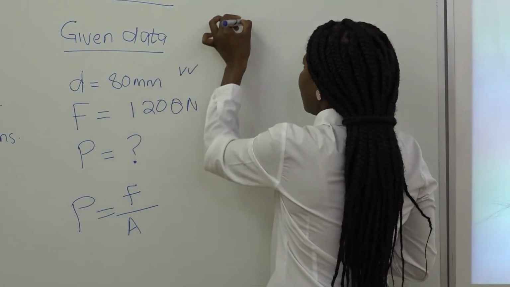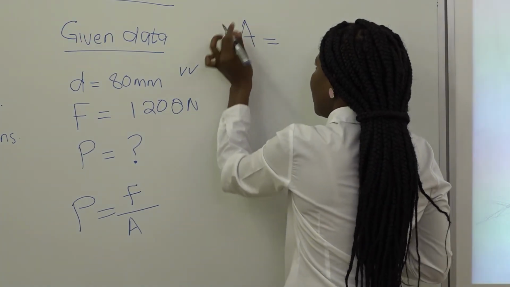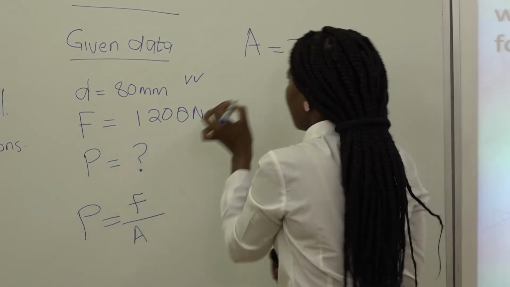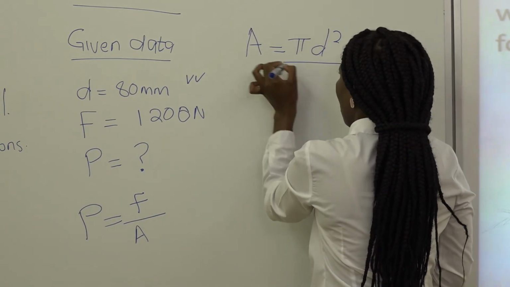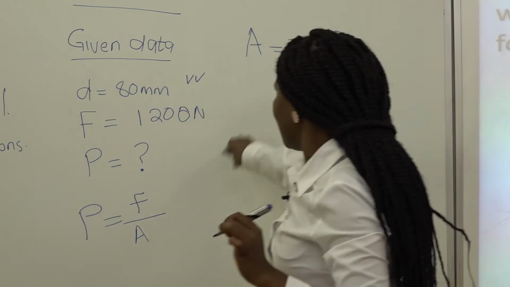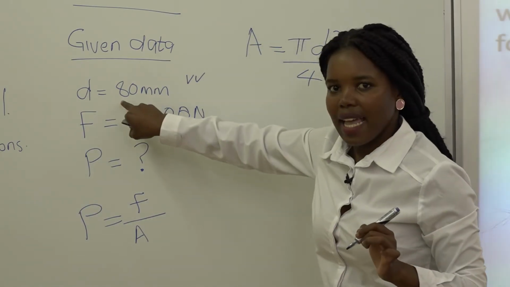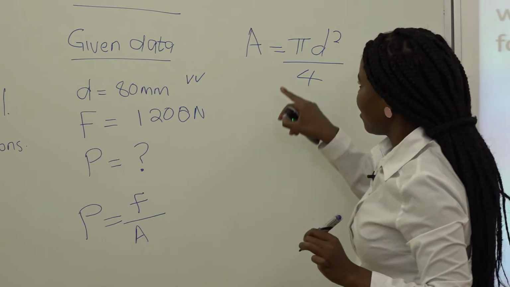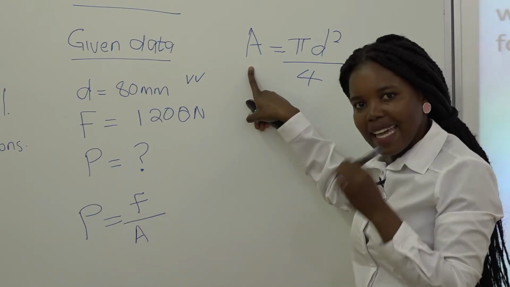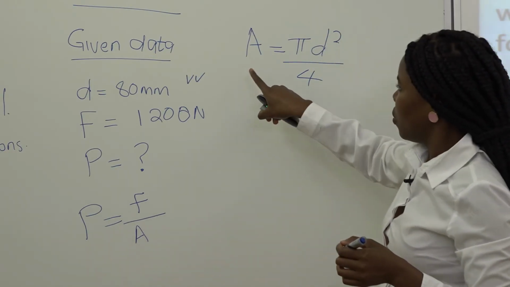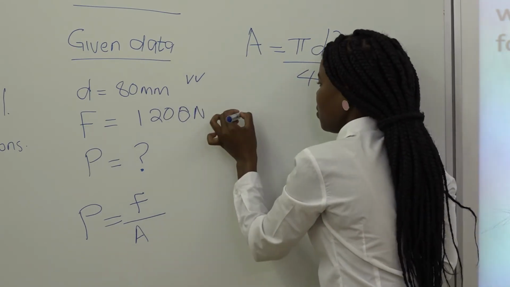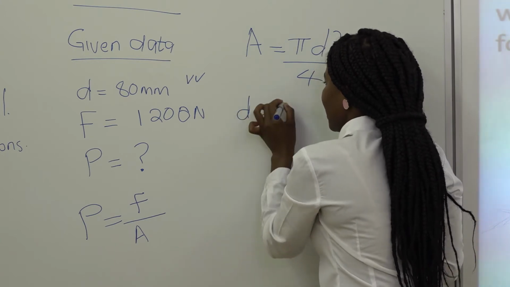So you know that, okay, since we are working with a piston, the formula to calculate the area of a cylinder is pi d squared all over 4. So first we must calculate the area. And since we are given D as 80 millimeter, remember, we said area is always measured in meters squared.